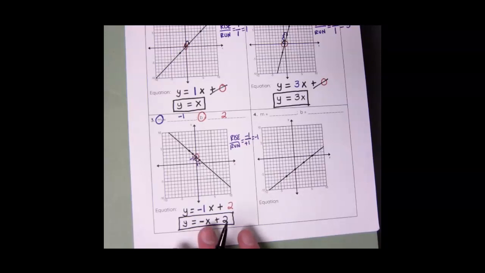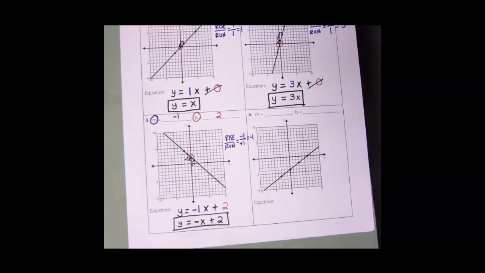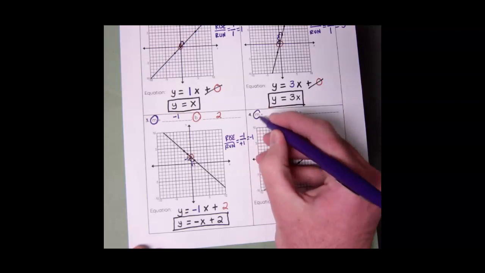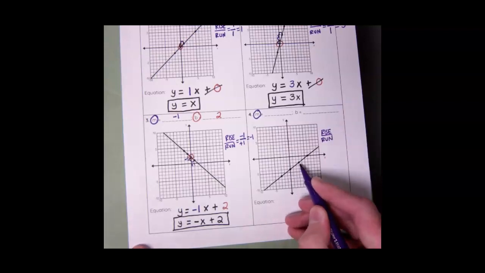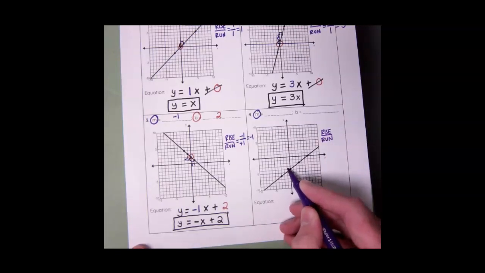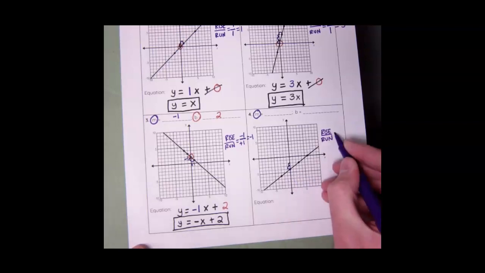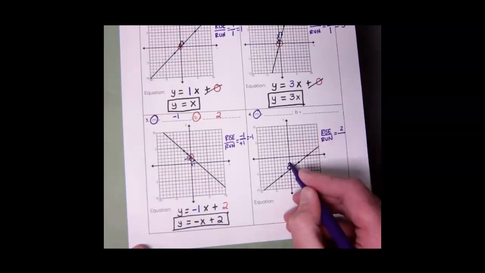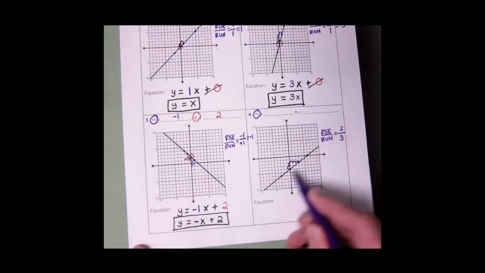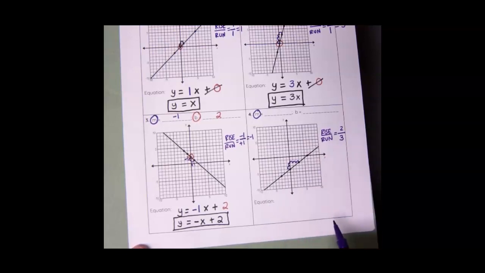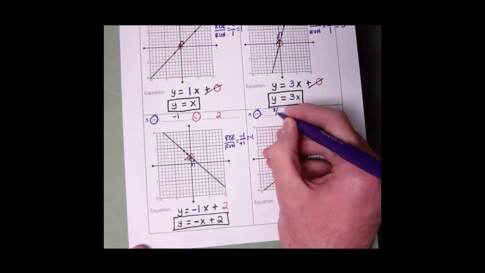Okay, let's try one more. My slope, as a reminder, is rise over run. So I can pick any 2 points along my line. Let's pick this one and this one. So my rise is 1, 2. Rise is 2. Run is 1, 2, 3. This is a positive graph, so it makes sense that I have a positive slope. 2 over 3 is simplified, so my slope is 2 over 3.